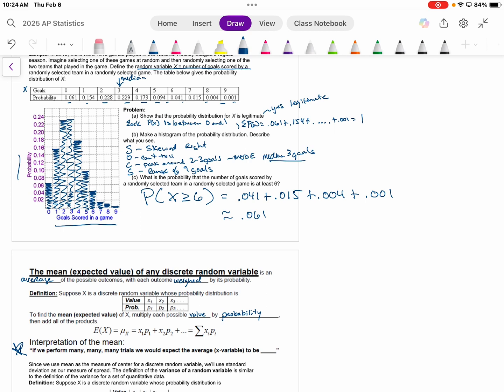There is a 6.1% chance of randomly selecting a team in a randomly selected game, and they have scored more than 6 goals, or they scored more than 6 goals. Any questions so far?